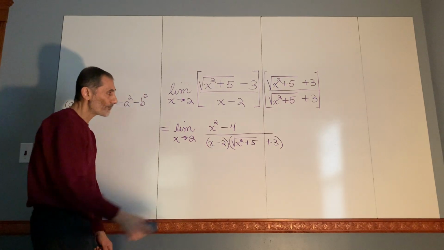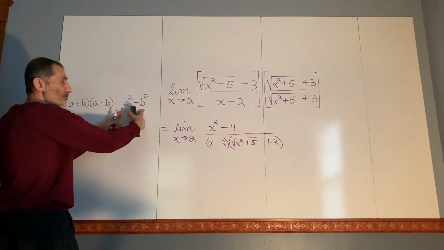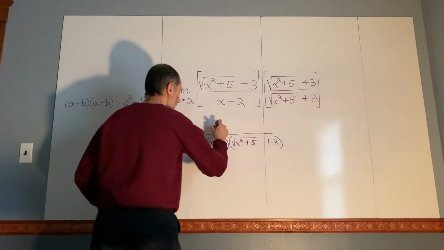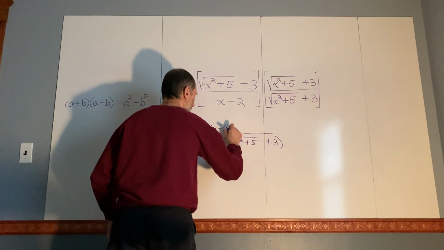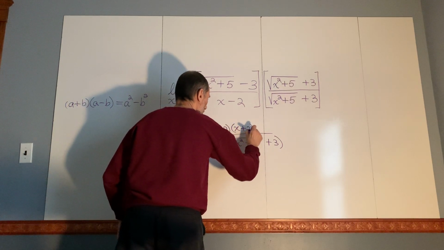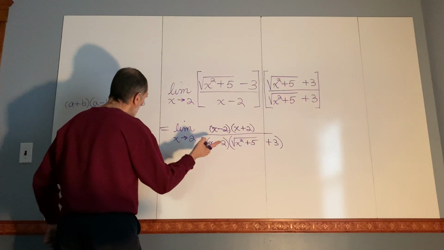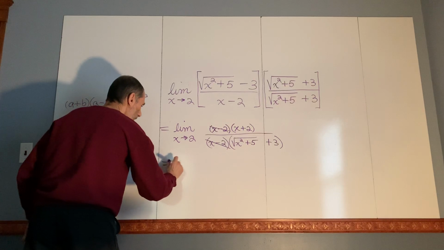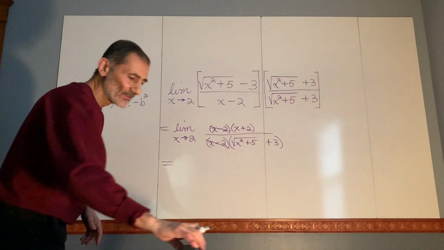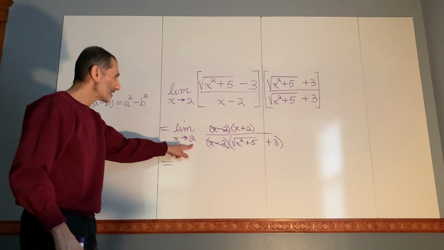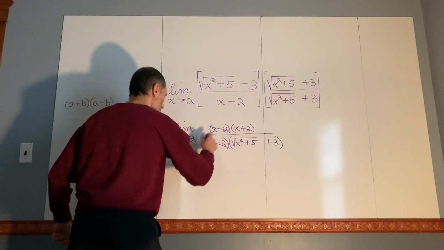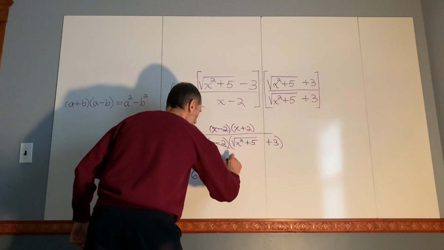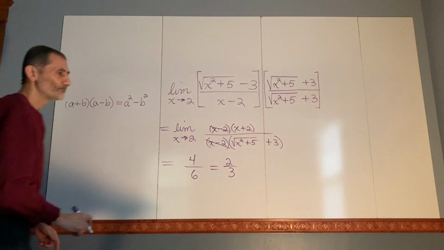All right, one more step. X squared minus 4, again, it's a difference of squares. X squared minus 4 factors: x minus 2 times x plus 2. As x approaches 2, but not equal to, we're left with that. Now, at this point, we have now eliminated the indeterminate form. We can directly substitute the 2 in there, and we will get 4 over 6, and our limit is 2/3.